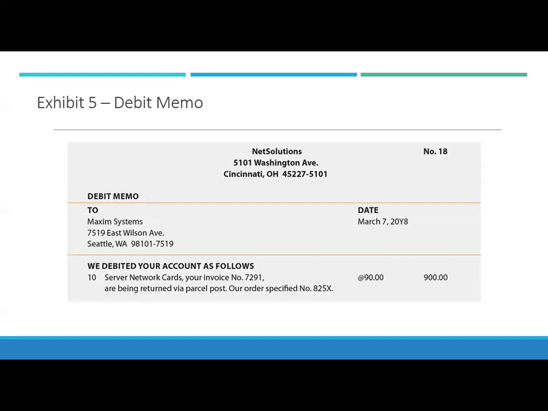And usually then the supplier will issue what's called a credit memo in response. It doesn't really relate to debit or credit, but that's just what they call it in this particular process. And so the supplier will issue a credit memo and say, it's all good. You don't have to pay 900 because it was defective, right?